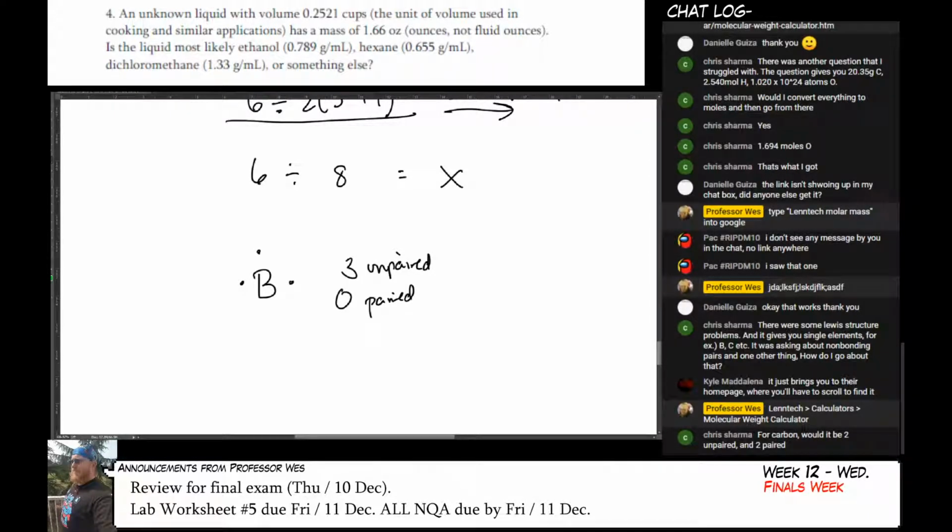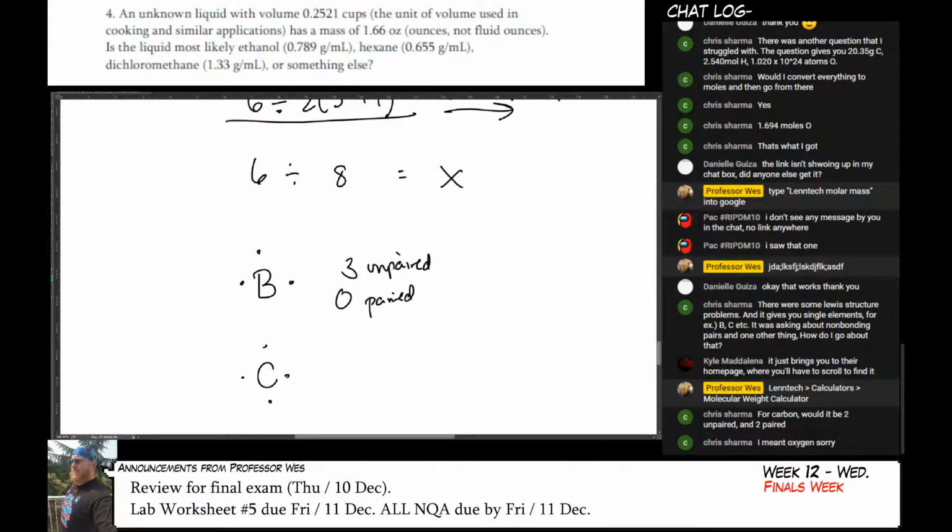For carbon, carbon has 4 valence electrons. And so it'd look like this. And so they'd all be unpaired. Oh, oxygen, yeah. Oxygen would be 1, 2, 3, 4, 5, 6. So you have 2 unpaired. And depending on what the problem is asking you, you could either say 2 pairs or 4 paired electrons.